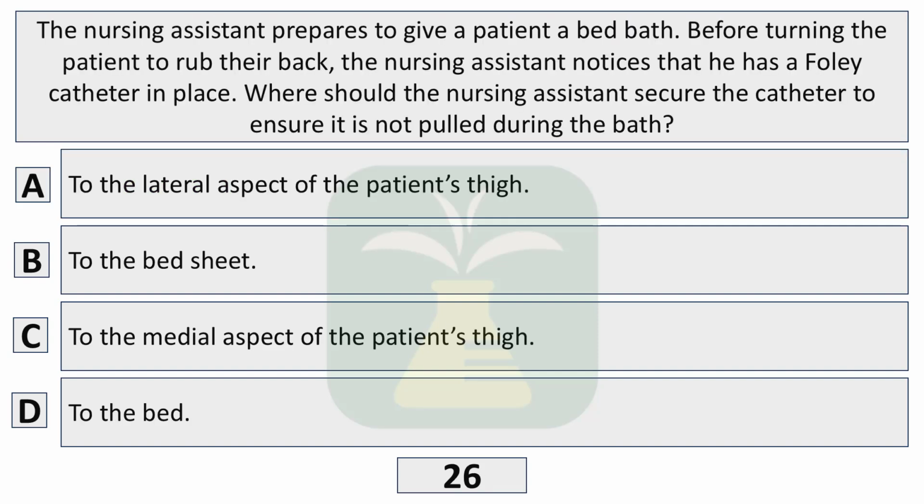The nursing assistant prepares to give a patient a bed bath. Before turning the patient to rub their back, the nursing assistant notices that he has a Foley catheter in place. Where should the nursing assistant secure the catheter to ensure it is not pulled during the bath? A. To the lateral aspect of the patient's thigh. B. To the bed sheet. C. To the medial aspect of the patient's thigh. D. To the bed.